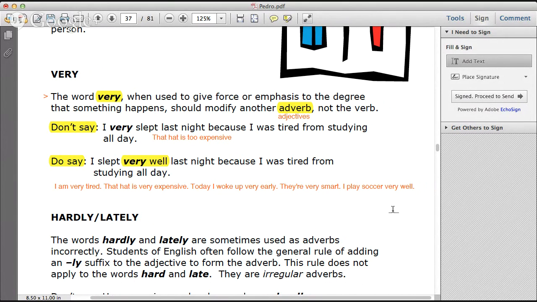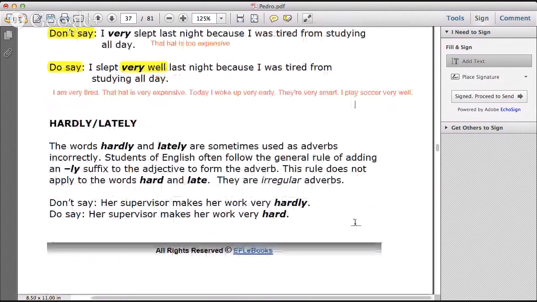Okay, because the difference would be that you had said I'm playing. That would be estoy jugando fútbol. Oh, sí. And you're not playing it right now, right? You're just saying that you can play it well. Okay, very good. So I play soccer very well. Awesome. Any questions with the word very, you guys? No. Okay, good. Let's go to hardly and lately.